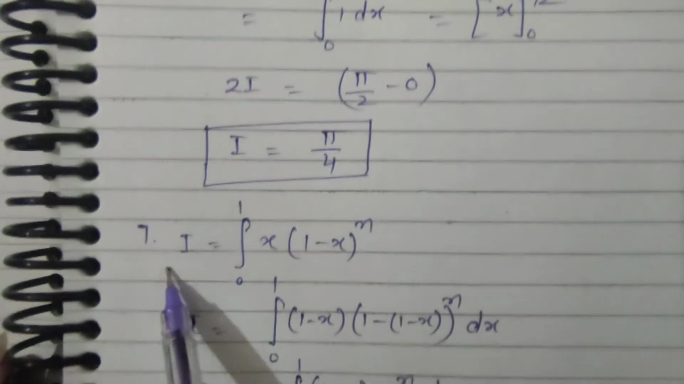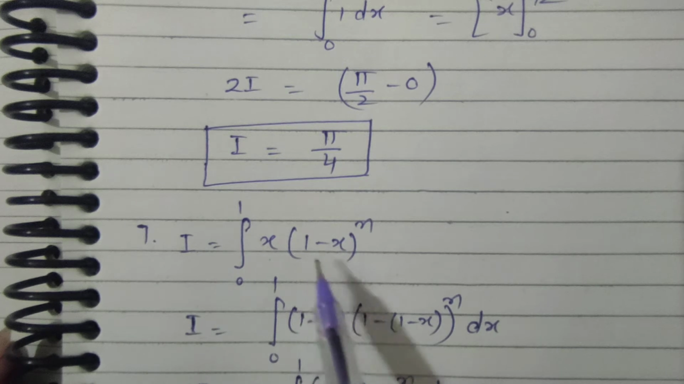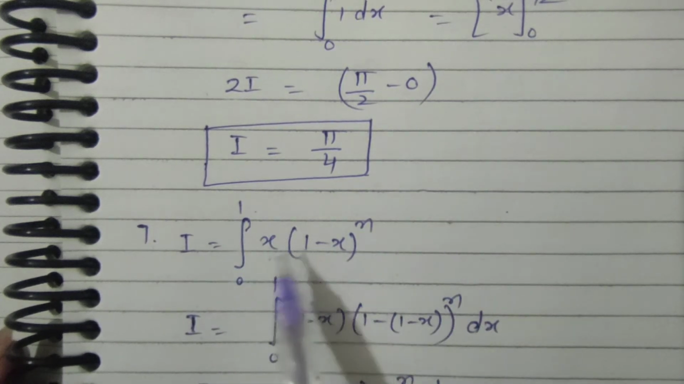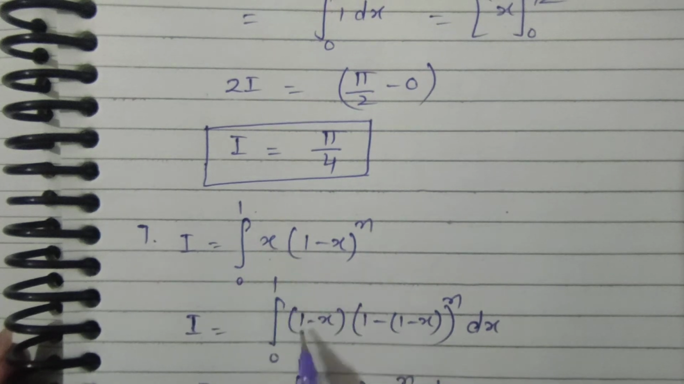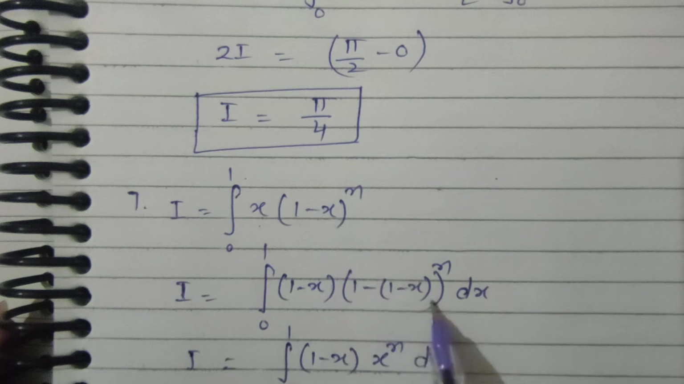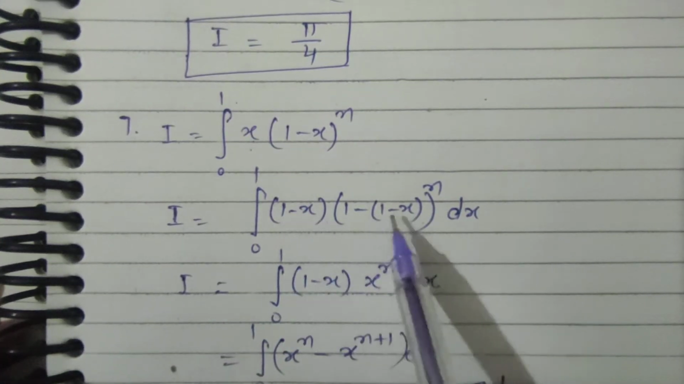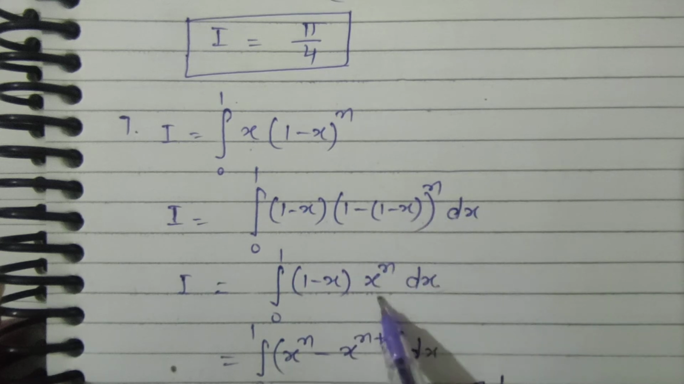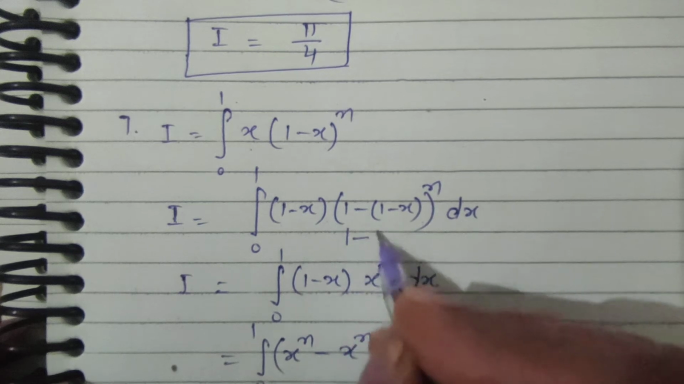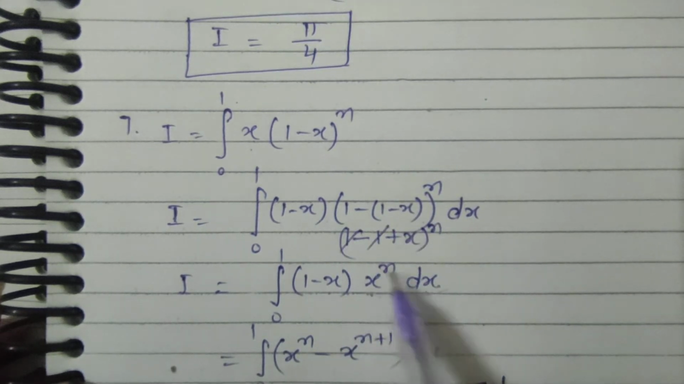Now come to the 7th question. The 7th is related to the same property. x into (1 minus x) raised to power n, limit is 0 to 1. So the same property we will apply here. In place of x, what will we put? 1 minus x. Here 1 minus x, here also 1 minus x. So we will get 1 minus x, 1 cancels with 1. It is x raised to power n, because it will be 1 minus 1 plus x raised to power n. 1 cancels with 1, so it is x raised to power n.